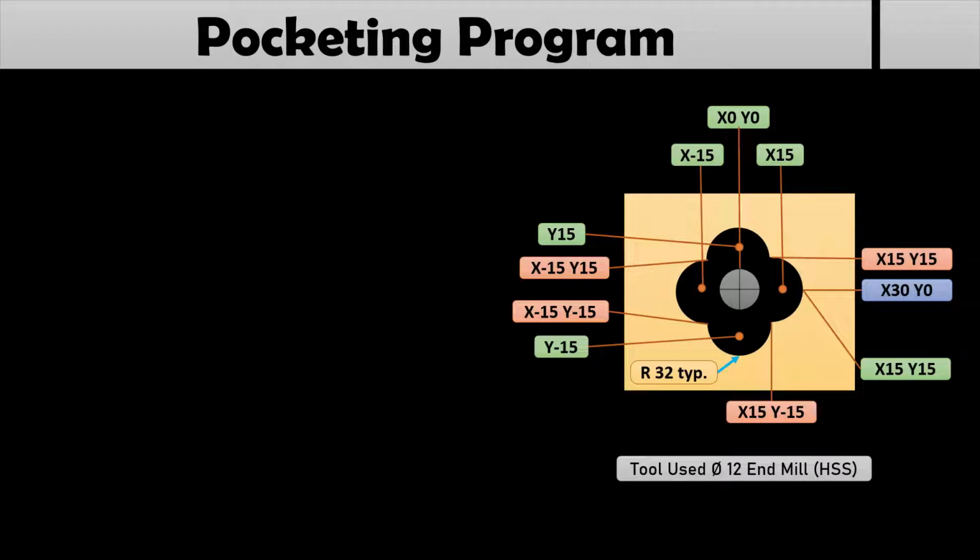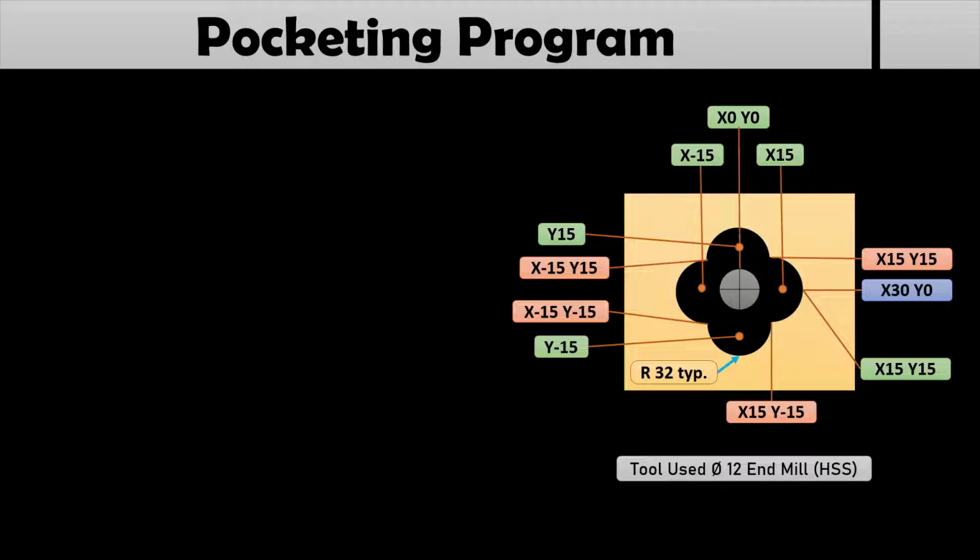Starting with the pocketing program now, as you can see I have taken this profile which I have made from 4 circles, and a similar profile will be cut in our CNC machine also. The coordinates I have already calculated. Let us start with the program now, and from the program you can guess how I have calculated the points.